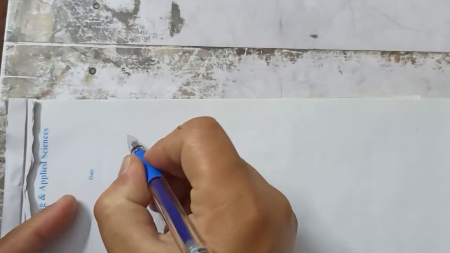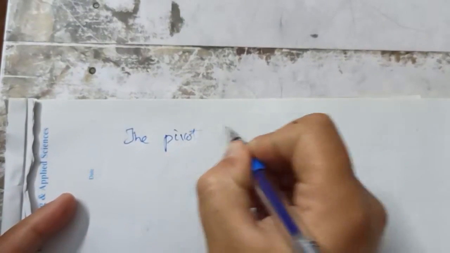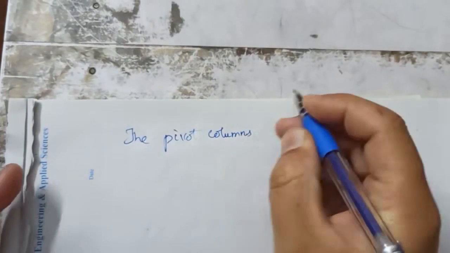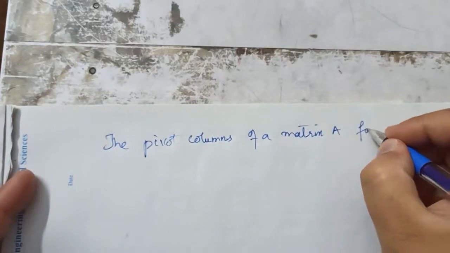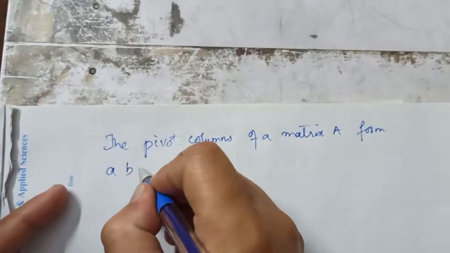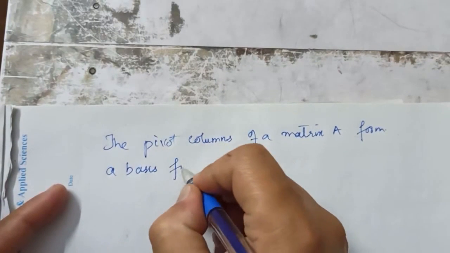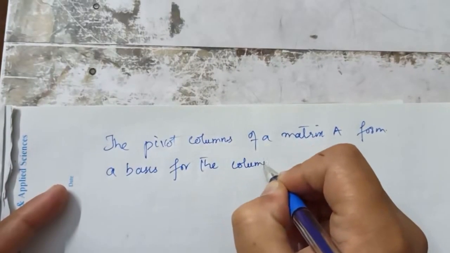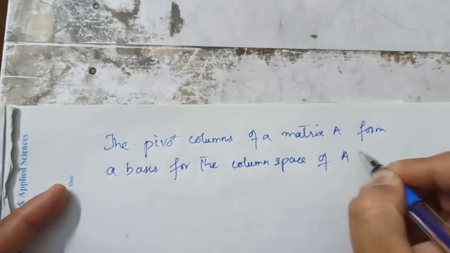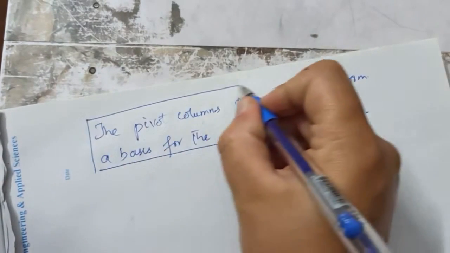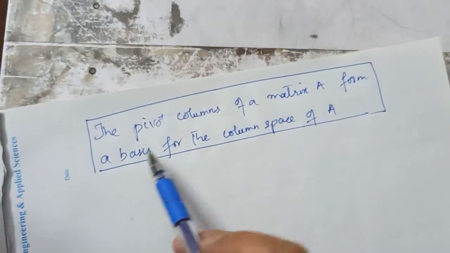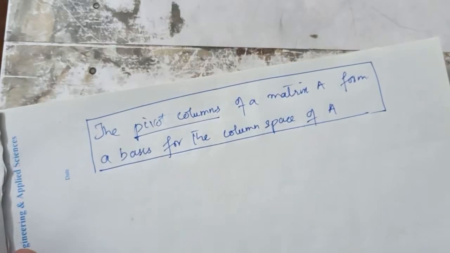Now the thing here is the pivot columns. So we can simply say here, the pivot columns of a matrix A form a basis for the column space of A. So it is much easier to find the basis of the column space if we look at the pivot columns of matrix A.